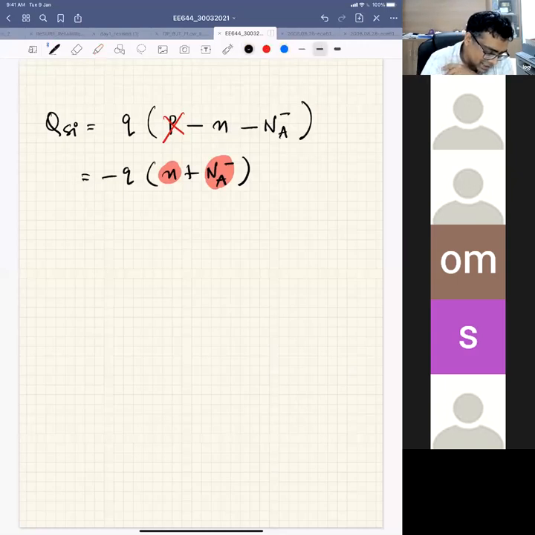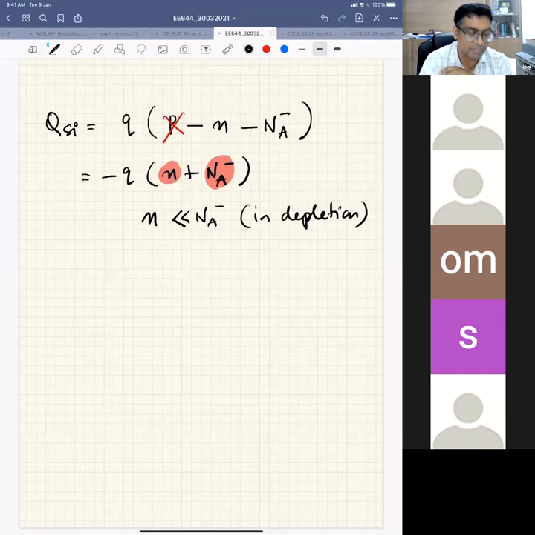But in the depletion condition, your n is less than Na minus, right? That's why you do not have a sufficient number of electrons. Your gate voltage is not enough. If Na is, let's say, you have doped 10 to the 17, then n is much less than Na, less than 10 to the 17. So this is the depletion condition.